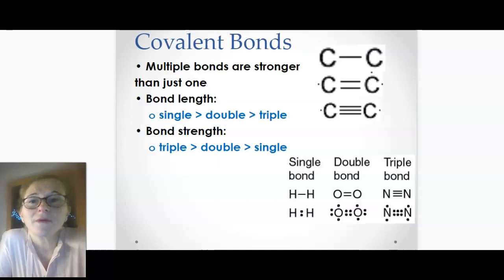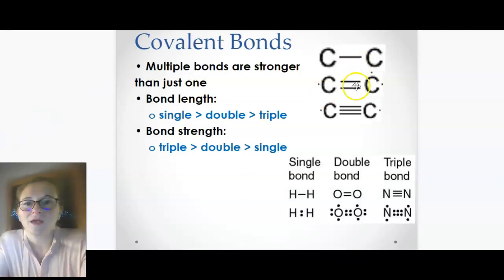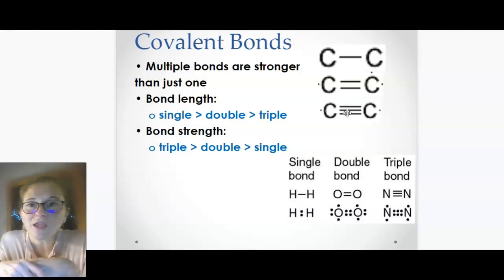All right, covalent bonds are a little extra fun because we can have multiple bonds. We can have a single bond, double bond, or a triple bond. Single bonds are the weakest and longest bonds. A double bond is medium strength and medium length. And then a triple bond is going to be the shortest bond, so the shortest distance between those two atoms, and it's going to be the strongest.